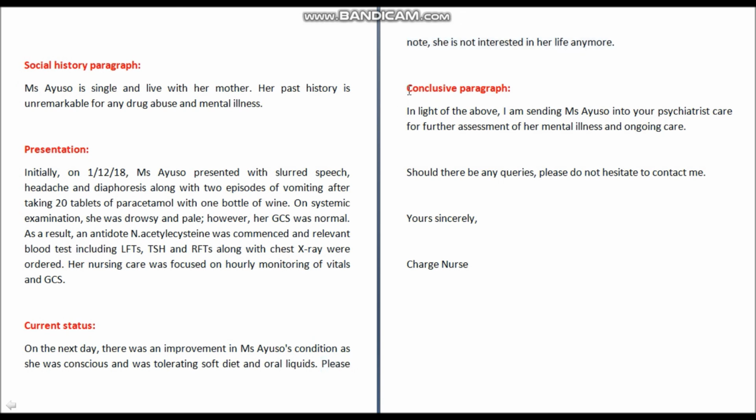Then the concluding paragraph: In light of the above, I am sending Miss Ayoso into your psychiatric care for further assessment of her mental illness and ongoing care. You can use a better word here: for further assessment of her mental status. Instead of illness, you can write status. Then you will write, should there be any queries, please do not hesitate to contact me. Keep in mind, these words are not included in the word count. Yours sincerely, and charge nurse.